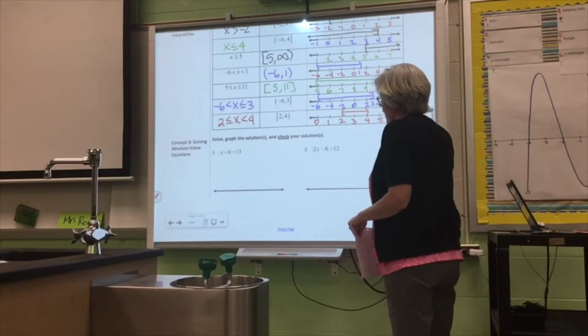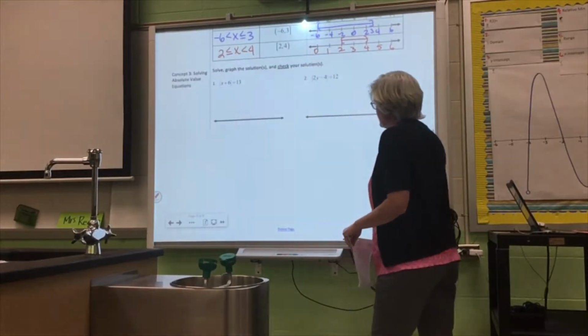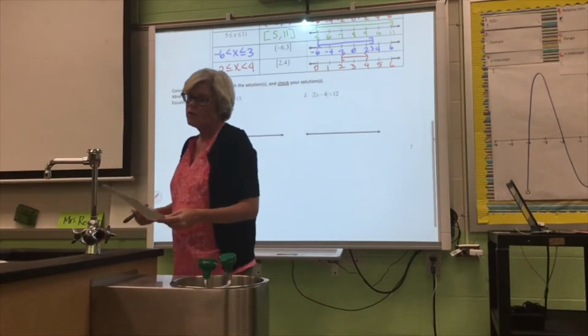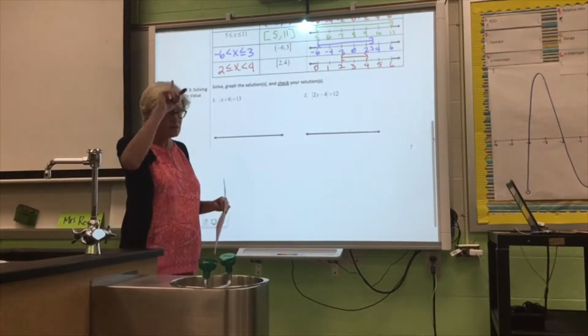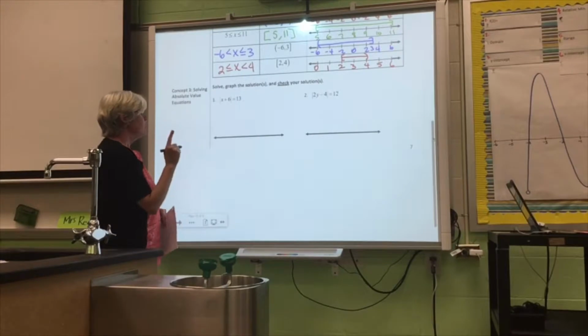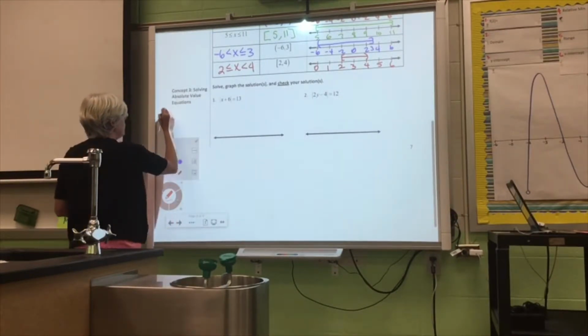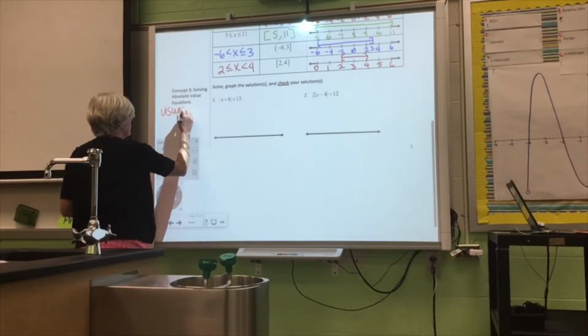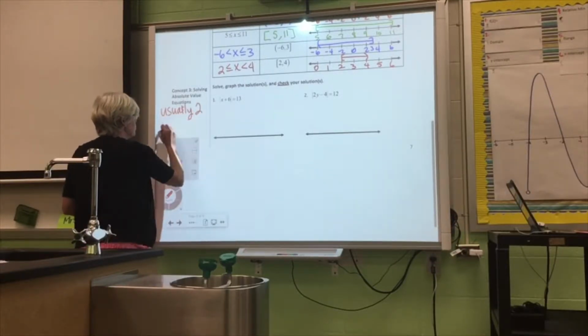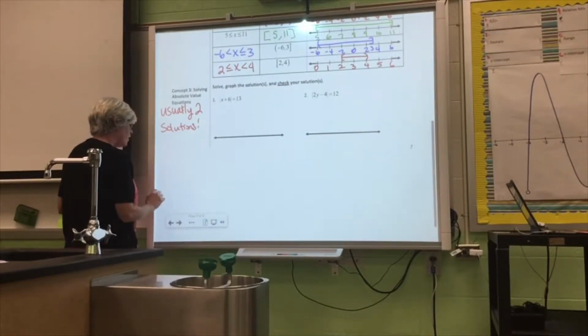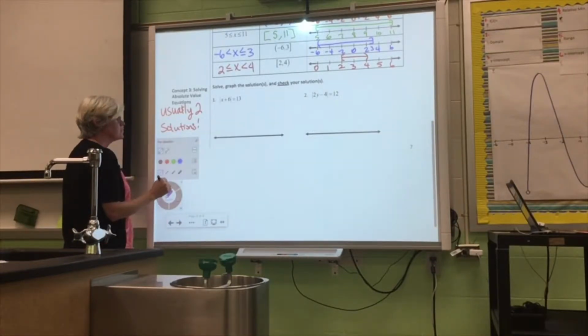Let's take a look at some absolute value equations. One thing we need to remember is we just at the very top talked about there's usually more than one answer. So we might want to remind ourselves of that. Usually 2 solutions. Well, how do we find both solutions?